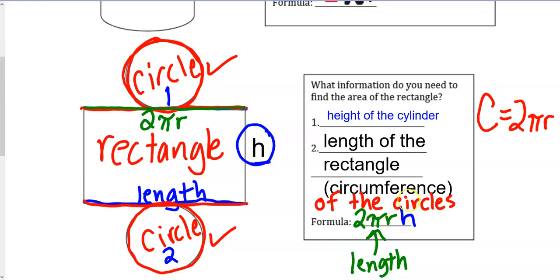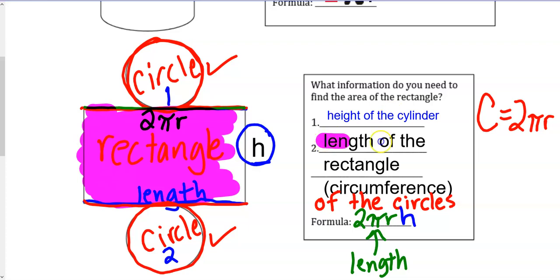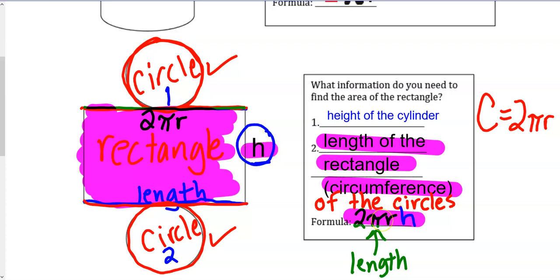So again, this is the rectangular part. So what we just talked about here is just the area of the rectangle. And what we did is we multiplied the length of the rectangle, which is the circumference of the circle, 2 pi r, and we multiplied that by the height. That's how we got our h.